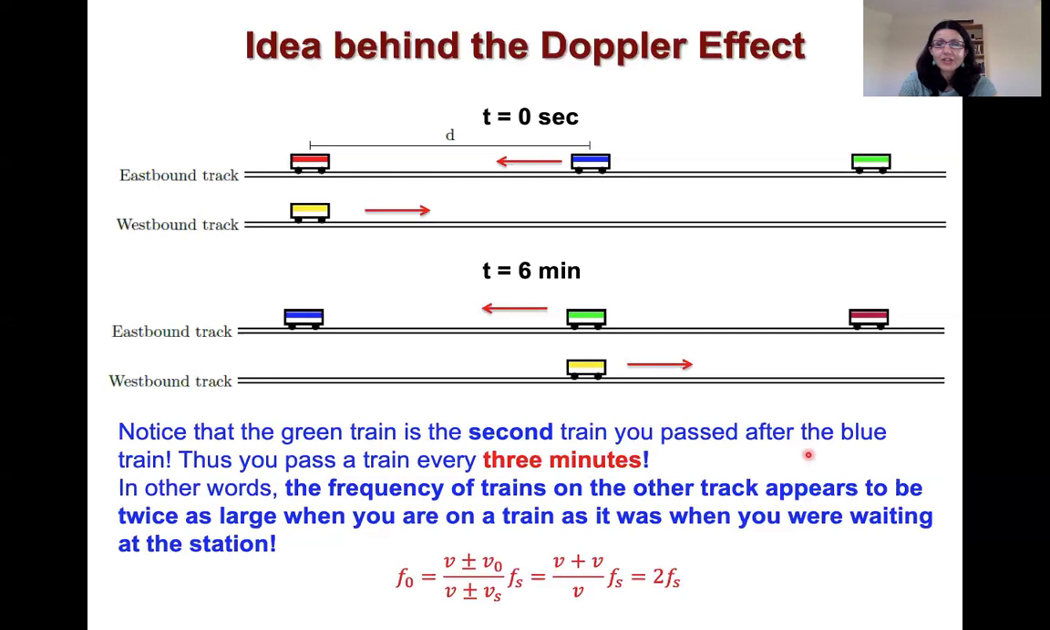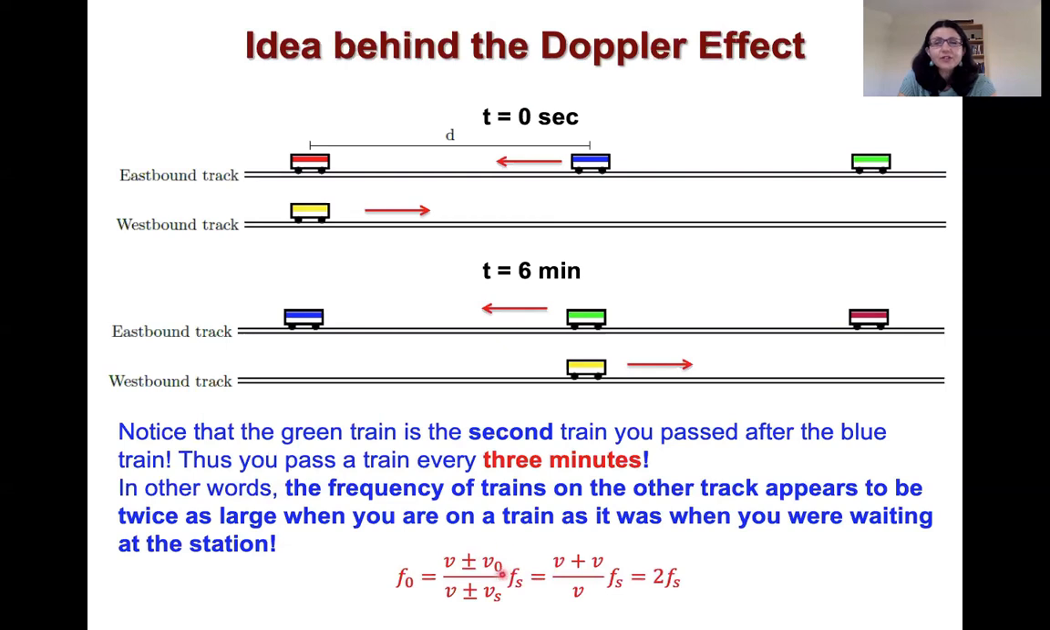So how can we actually use the Doppler equation to understand the scenario? Doppler equation only applies to waves. These trains are not waves, but it's just an analogy. So you can think about the eastbound track as your source, which is emitting a wave. It's not a wave, it's a train. So it's spitting out these trains every 6 minutes. So that would be the frequency of the source.